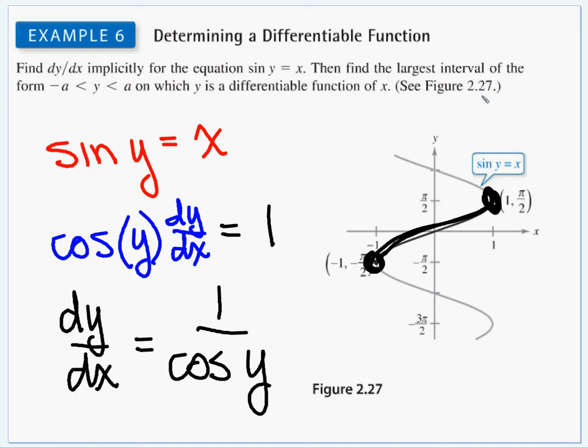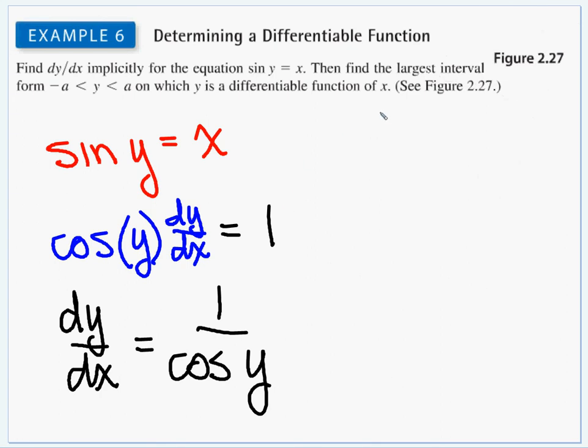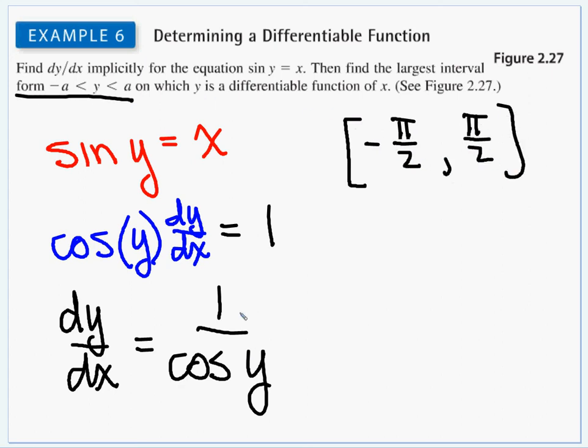So we would only have every value between 1 and negative 1 in there, and we would not fail the vertical line test. From the way the graph is around the origin, that's going to go from positive to negative half pi. If we go outside that interval, we will fail the vertical line test. So our interval is from negative pi over 2 to positive pi over 2, on which our original function would in fact be differentiable.